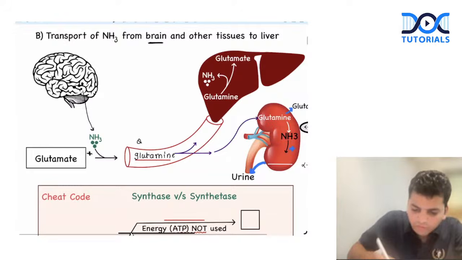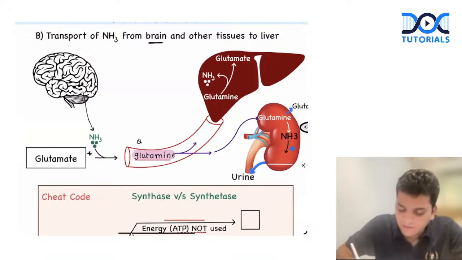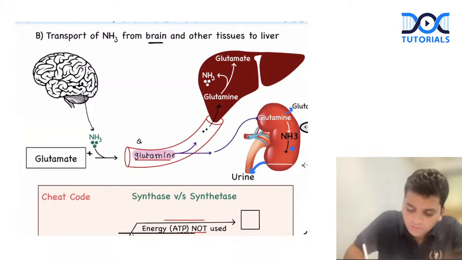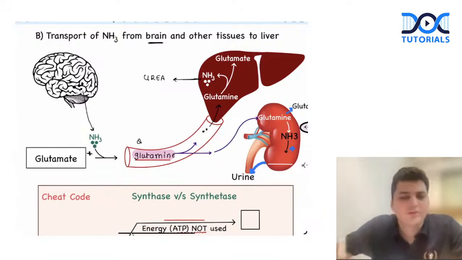And this glutamine molecule will come in the blood. Via the blood, this glutamine will reach all the way to the liver. And from the glutamine, you will take out the ammonia. And this ammonia will go into the urea cycle. It will go into the urea cycle and will convert this ammonia into urea.